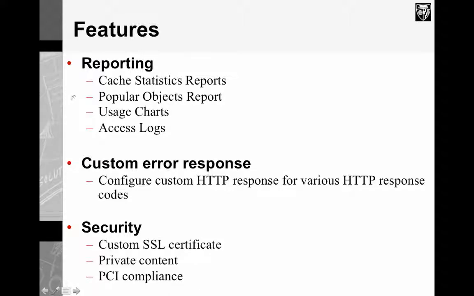Reporting. It provides all kinds of reports: cache statistics report, popular objects report, usage charts, and access logs. Custom error response. Sometimes the client may ask for an object that is not a valid object. In that case, it may return a 404. And if it has to return a 404, you can customize that particular HTTP 404 or HTTP 401, which is an authentication error. Those responses can be customized.